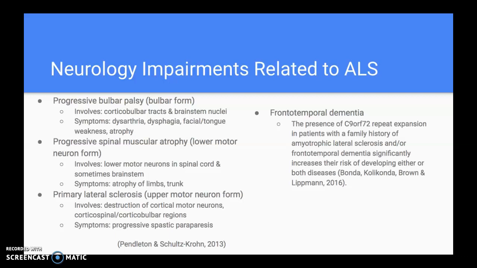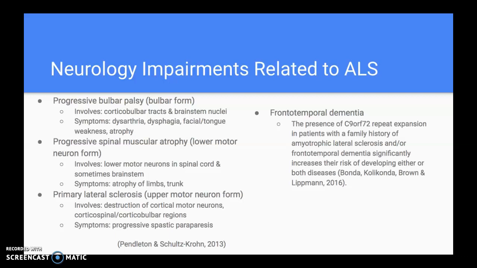There's also the progressive spinal muscular atrophy, which is the lower motor neuron form, involving just the lower motor neurons in the spinal cord and sometimes the brainstem. Symptoms of this include atrophy of the limbs and trunk. So this might be one of the impairments where you would especially see some decreased postural control.